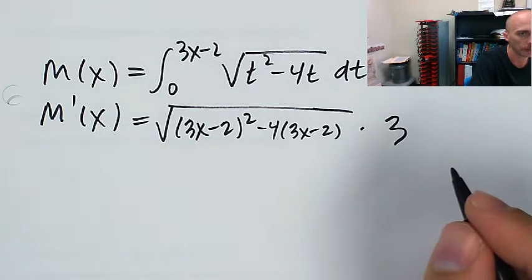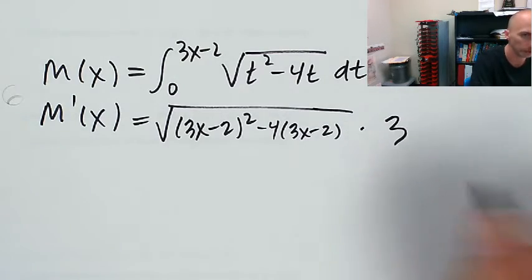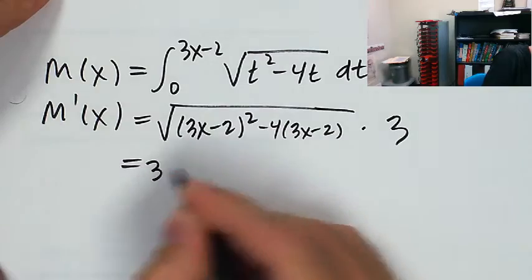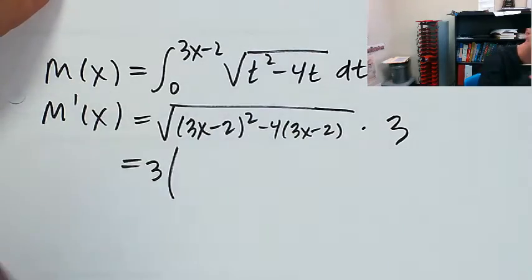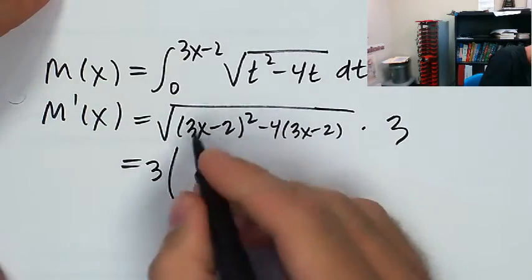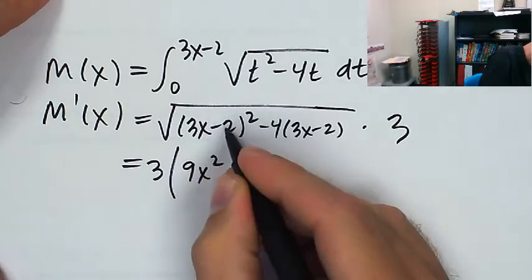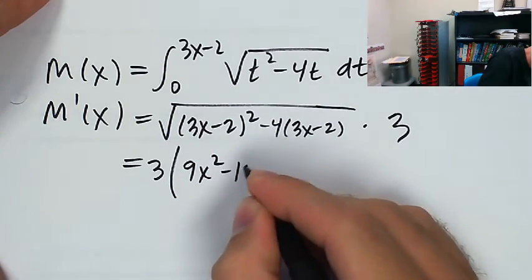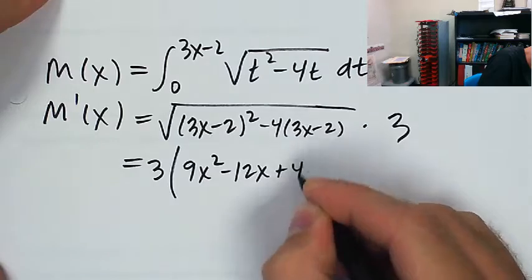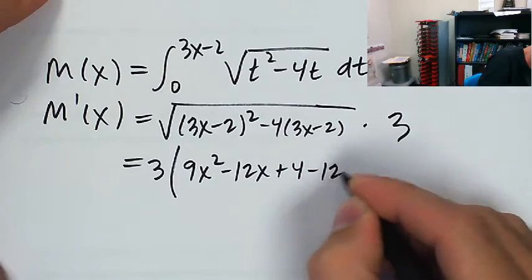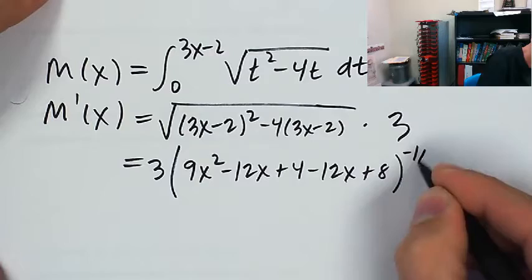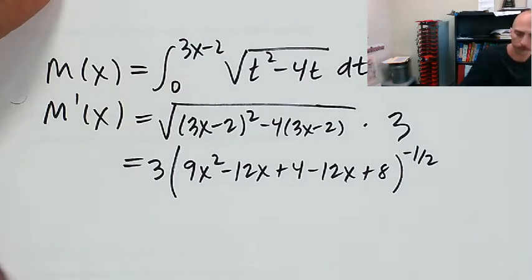All right, I'm thinking that a person could use layers of chain here, outside, middle, inside, or I could say that this is 3 times the square root of, that's going to be 9x squared minus 6x minus another 6x is minus 12x plus 4 minus 12x plus 8, to the negative, no, positive 1/2.